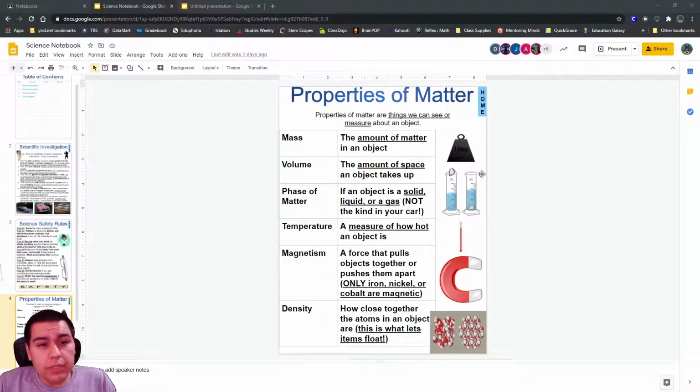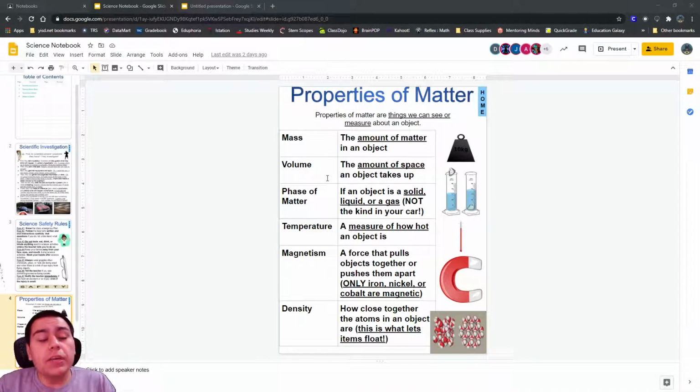The ones we're focusing on are mass. That's the amount of matter in an object. So next to it, you see how we have this picture of a weight. Sometimes people will confuse mass with weight because we kind of think of them similarly. The more mass something has, the heavier it feels.